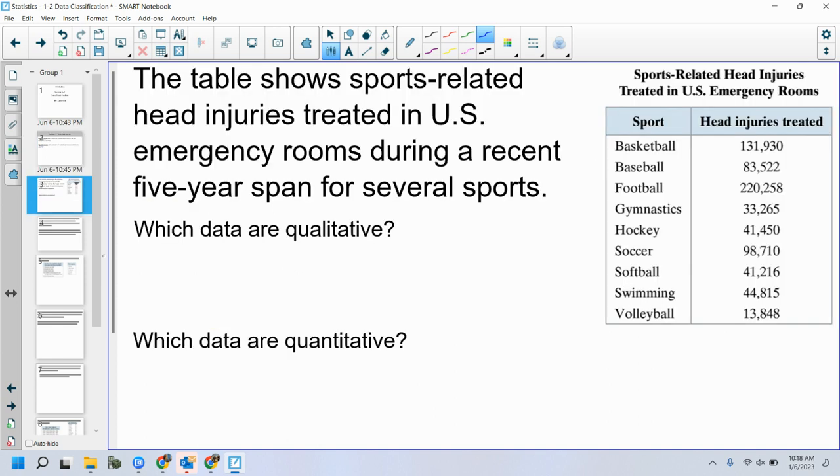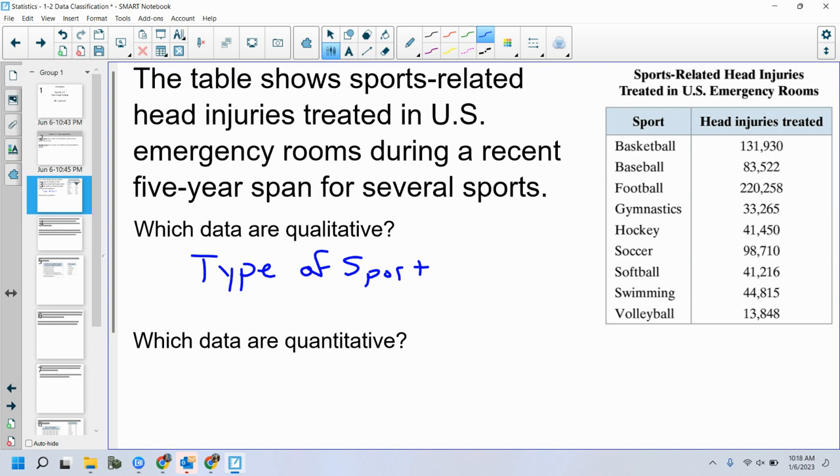The table shows sports-related head injuries treated in U.S. emergency rooms during a recent 5-year span of several sports. What set of data is qualitative? If I ask you what is the set of data that is qualitative in this case? The sports, the type of sport, right?